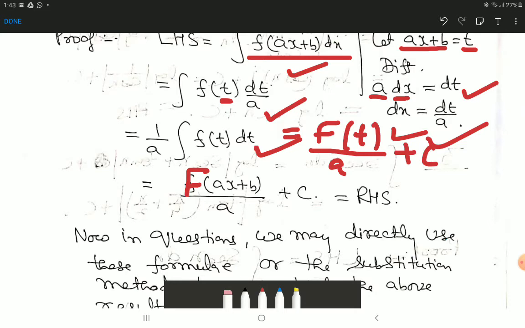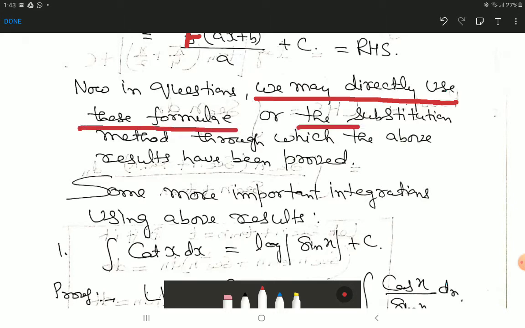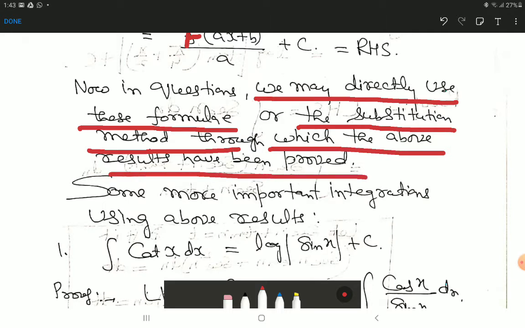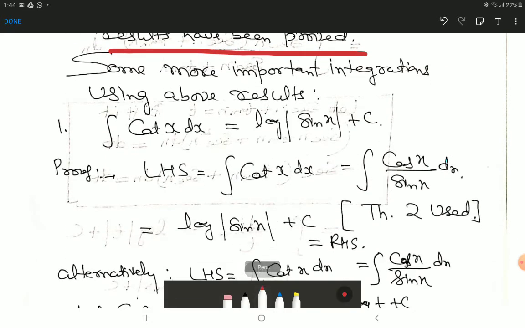Okay, moving ahead. Now in questions, we may directly use these formulae or the substitution method through which these formulae have been proved. Either use the procedure through which these formulae have been proved, or you can directly use the formulae also. So now we are able to derive some more important integrations with the help of these results. First among them is integration of cot x dx, and it is log sin x plus c. Let's see how to prove it.